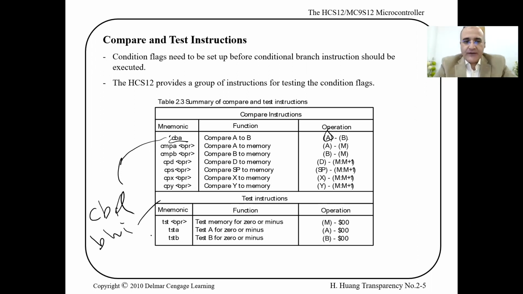So the compare instruction: can I use subtract B from A? Yes, I can, but the subtract will produce a result of subtraction and store it somewhere. You don't care about the result. You want to check them against each other, if they're equal or not, if one of them is greater than another or not. Compare A with an operand in memory, compare B with an operand in memory, compare D, compare S, all these registers. The test instruction, you compare with a 0.